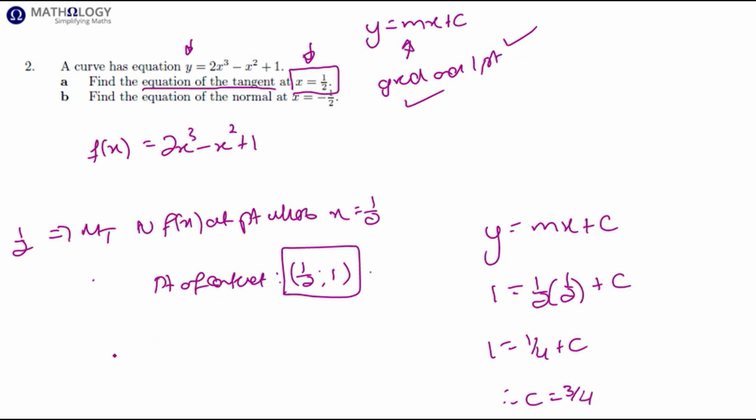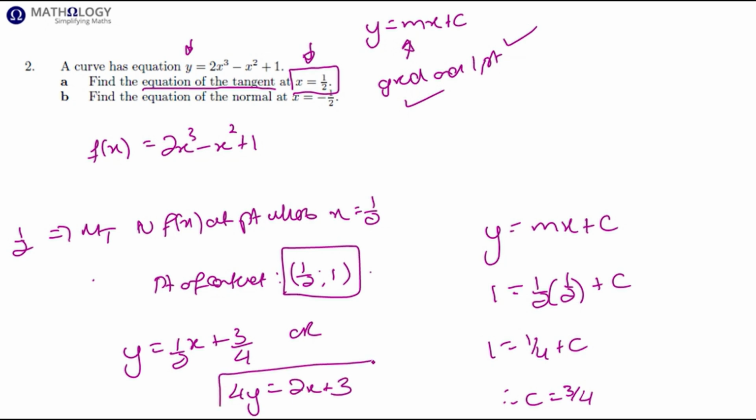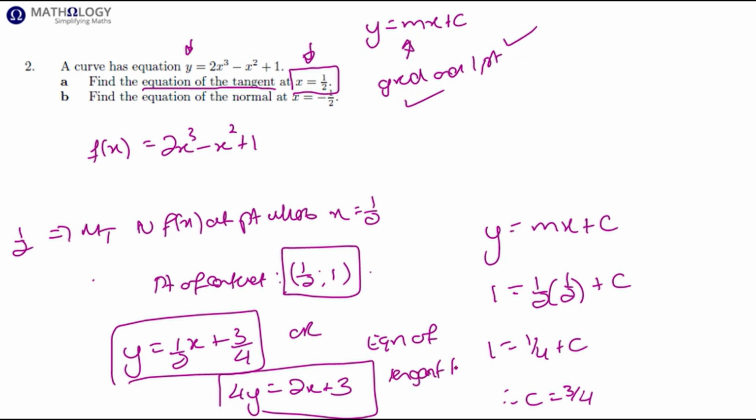So the equation of the tangent at the point (a half, 1) to the curve will be y equals a half x plus 3 over 4. Maybe better to express this as 4y equals 2x plus 3. And this represents the equation of the tangent to f of x at the point (a half, 1).